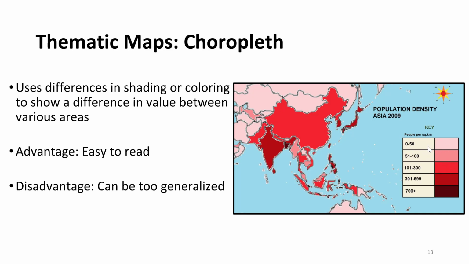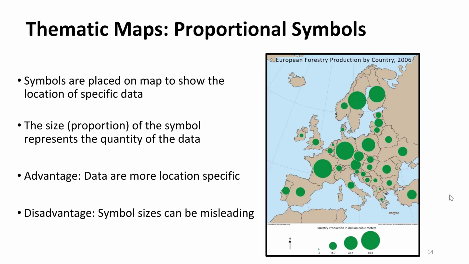And so the lighter shading, this is 0 to 50 people per square kilometer, whereas the darker shading is greater than 700 people per square kilometer. Another type of thematic map are proportional symbols, and these symbols are placed on maps to show the location of specific data, and the size or the proportion of the symbol represents the quantity of that data. So one advantage is that these data are more location specific. These symbols can sometimes be misleading.